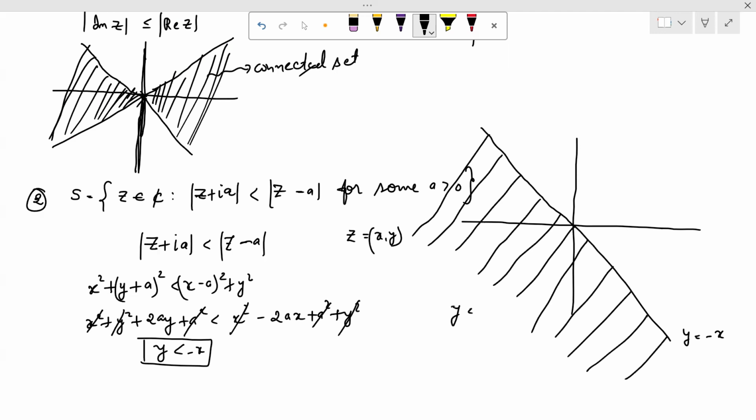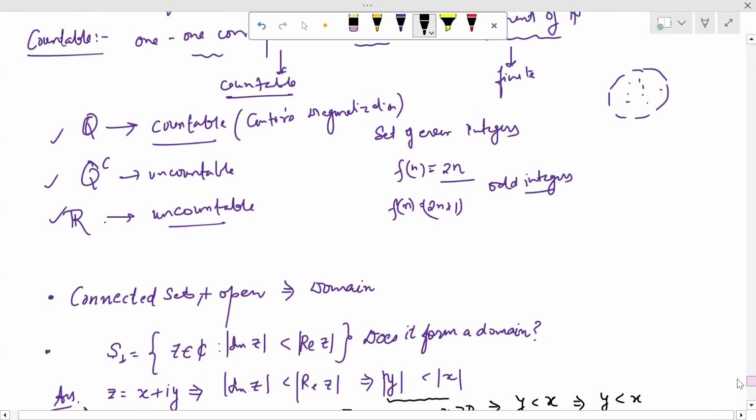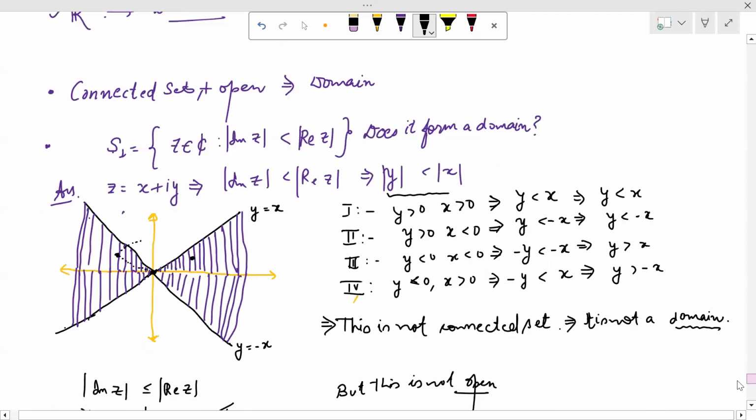So this is your region y less than minus x. Clearly, this is an open set, and one can clearly find that this is also connected. So this forms a domain, no issues. All these things are easier to verify. I think these are easy things to do in your exams also.